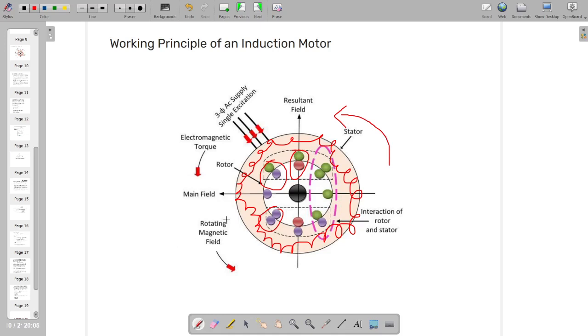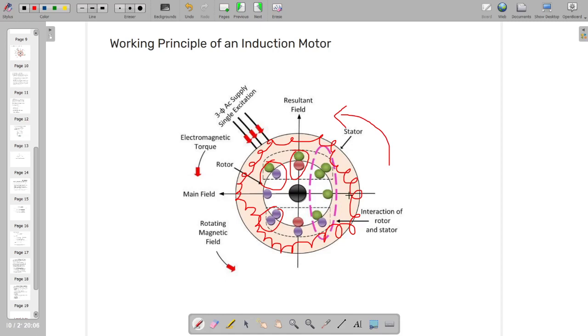The conductors of the rotor are stationary. This stationary conductor cuts the rotating magnetic field of the stator, and because of electromagnetic induction, EMF is induced in the rotor. This EMF is known as the rotor induced EMF, and it arises because of the electromagnetic induction phenomenon. The conductors of the rotor are short circuited either by the end rings or with the help of external resistance.